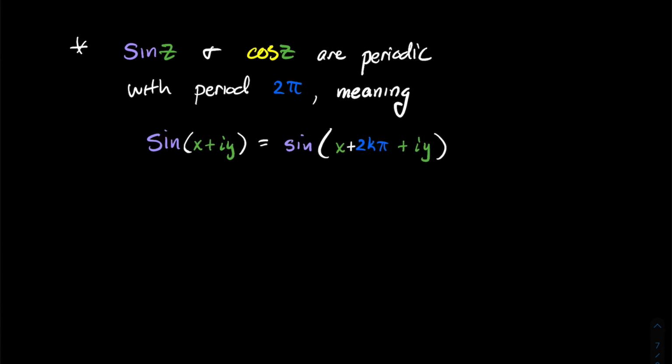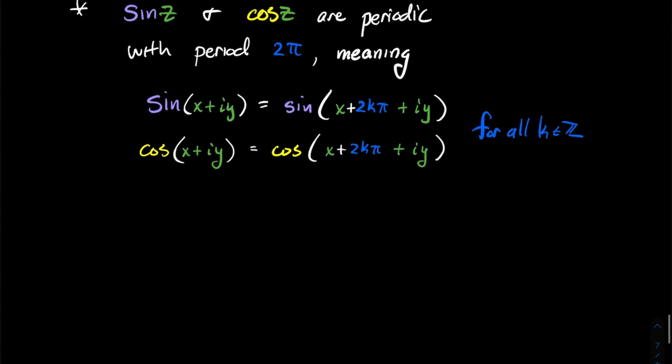Sine of x plus iy is the same thing as sine of x plus 2k pi plus iy. So notice that you can always add an integer multiple of pi to the real part, and sine will give you the same value. Similarly, the same thing holds for cosine. When you add an integer multiple of pi to the real part of your complex number, you'll get the same value when you plug it into cosine. And this holds again for all integers k.